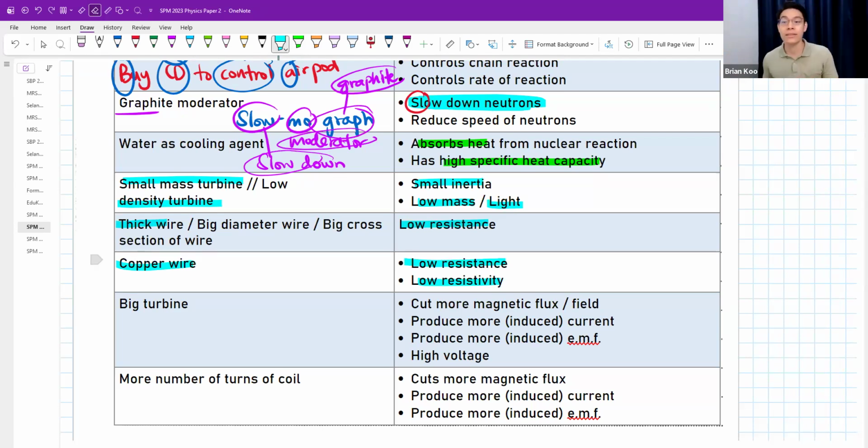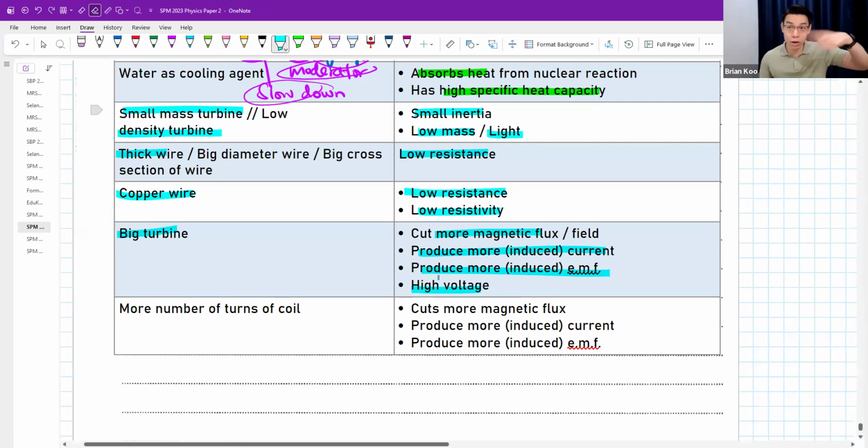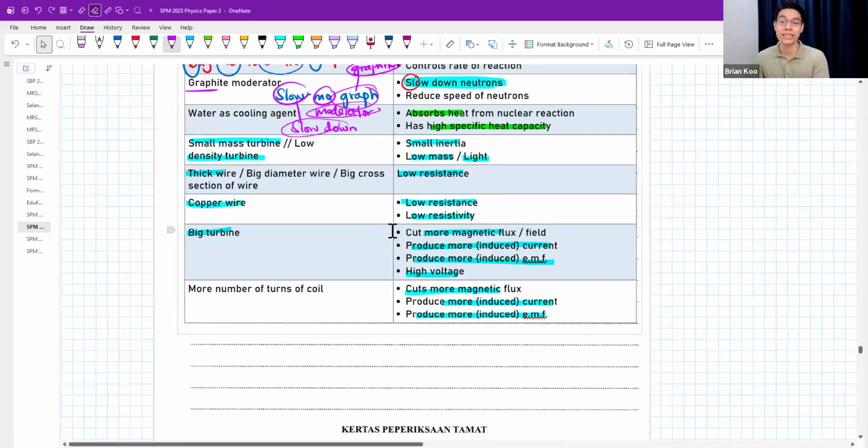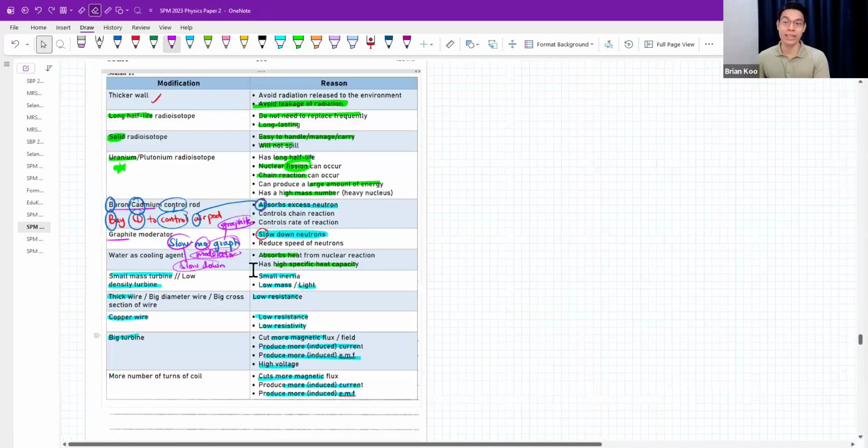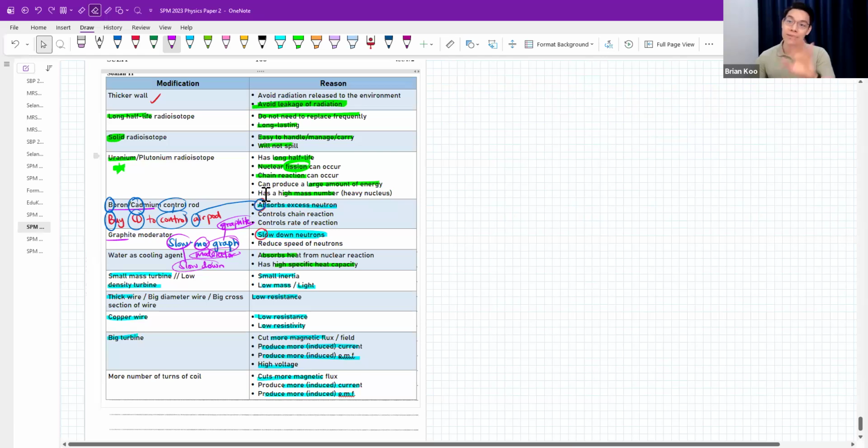I want a big turbine, can spin more and cut more magnetic flux, produce more induced current, produce more induced e.m.f, has very high voltage. I want more number of turns of the coil in the solenoid. I coil many times, I can cut more flux, produce more current, produce more e.m.f, right? So they're kind because they give you 2 chapters to talk about in these landmarks, and you see there's so many things that are possible answers. I think you can get like 20 marks also if they give you 20. Yeah. So any 5 modification and 5 good reason, already full mark.